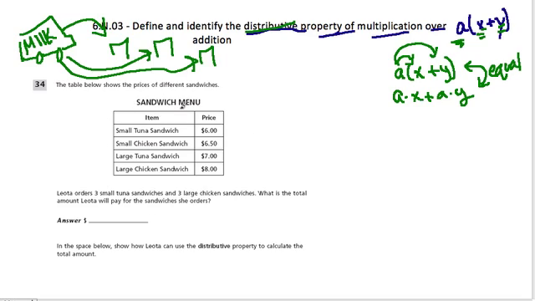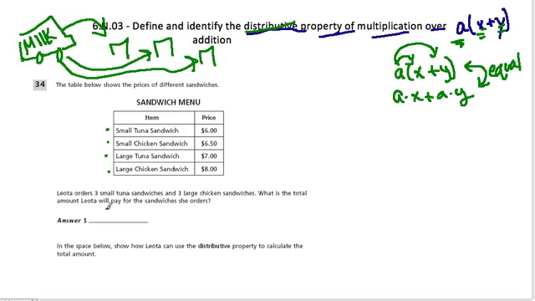So we have this sandwich menu, and all these different sandwiches have different prices. And Leota orders 3 small tuna sandwiches and 3 large chicken sandwiches. What is the total amount Leota will pay for the sandwiches she orders?